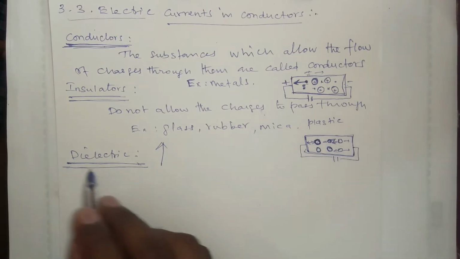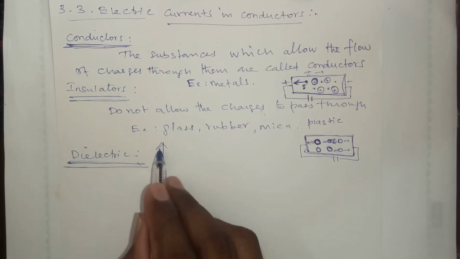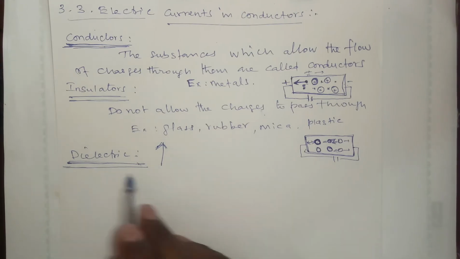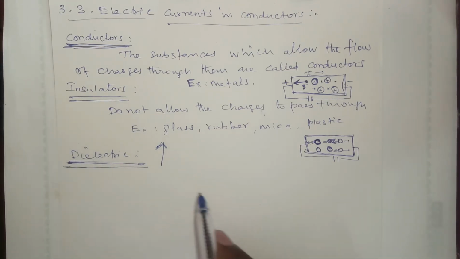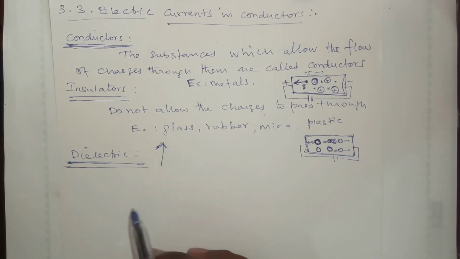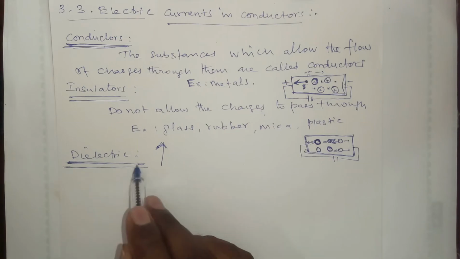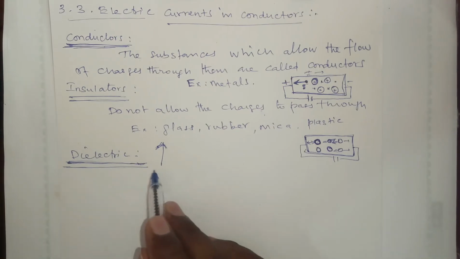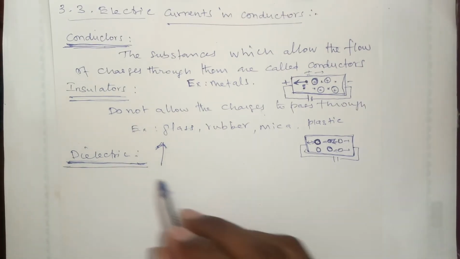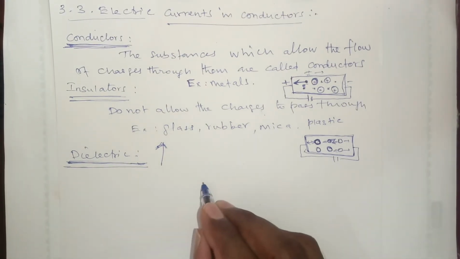Another category is dielectrics. We have already discussed dielectrics in the second chapter, capacitance and potentials, where a dielectric medium is placed between the two parallel plates of a capacitor. A dielectric is one type of insulator. It is simply an insulator in which the charge can be separated.